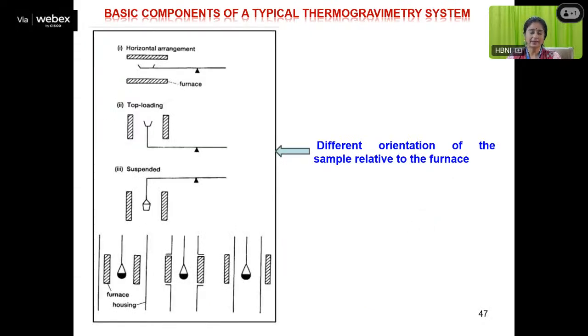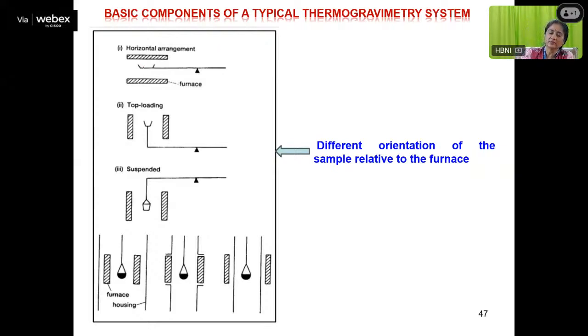Now in the balance, you can position your sample in different ways. There is a pictorial depiction of how the sample can be oriented inside the furnace with the balance. This all depends on instrument to instrument and manufacturer to manufacturer. It all has some advantages or disadvantages, but I just want to tell you how they are being done.